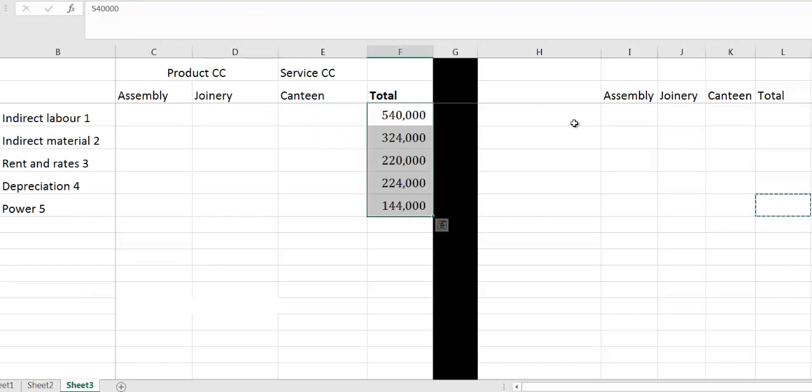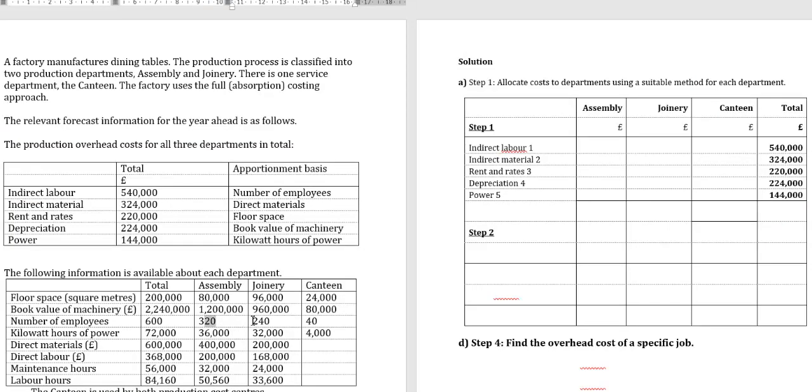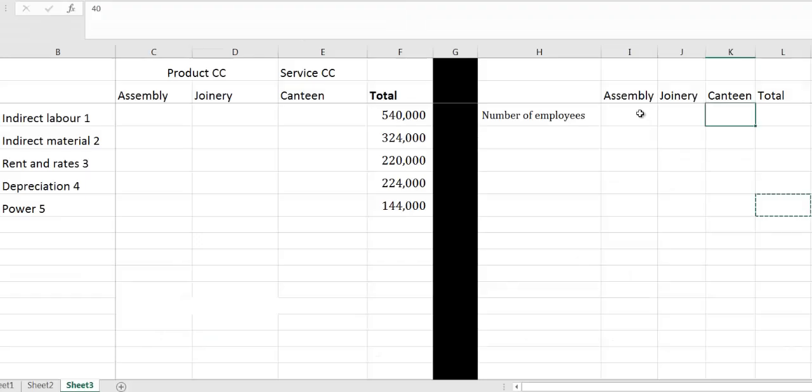What I will do, I will start with indirect labor. As mentioned in the question, the apportionment basis for indirect labor is number of employees. I have as well the total, so I will just write this for myself again. Then number of employees for assembly, joinery, and canteen are 320 for assembly, 240 for joinery, 40 for canteen. So I will take this and go to my Excel file and write those. Then the total of all of that should be 600.